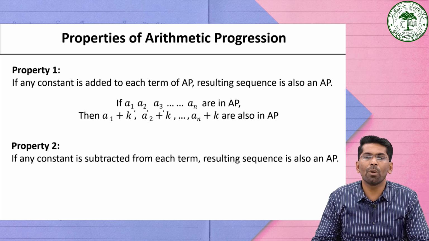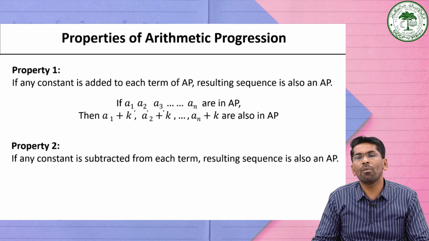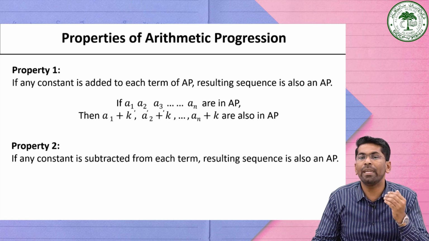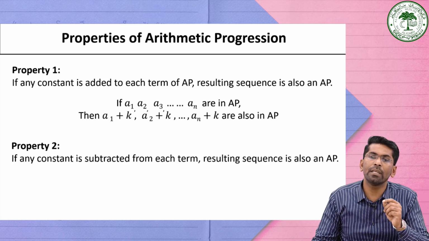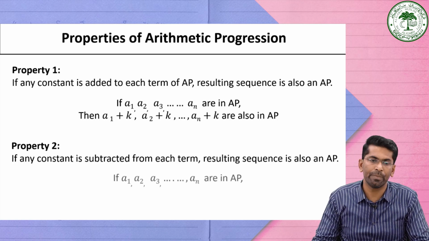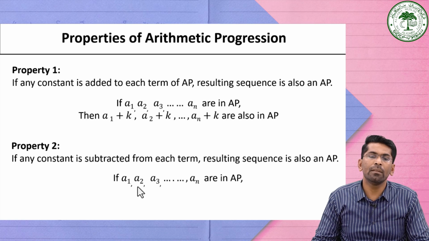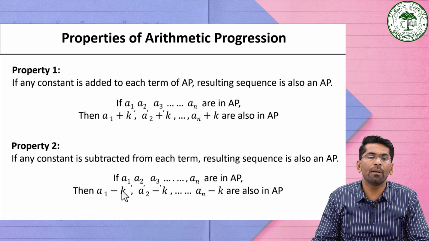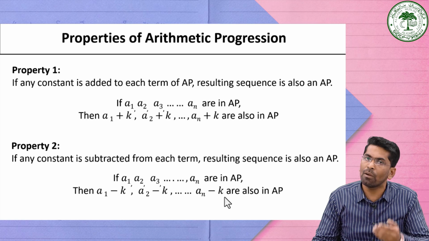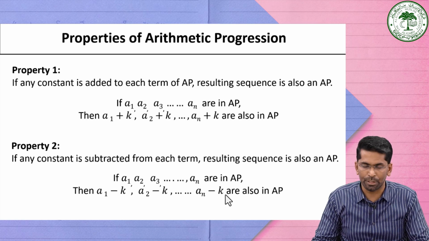Similarly, the second property is that if any constant is subtracted from each term of an arithmetic progression, then the resulting sequence is also an arithmetic progression. So here a1, a2, a3 up to an are in arithmetic progression. Then if we subtract a particular constant k, we get a1 minus k, a2 minus k up to an minus k, which is also an arithmetic progression.